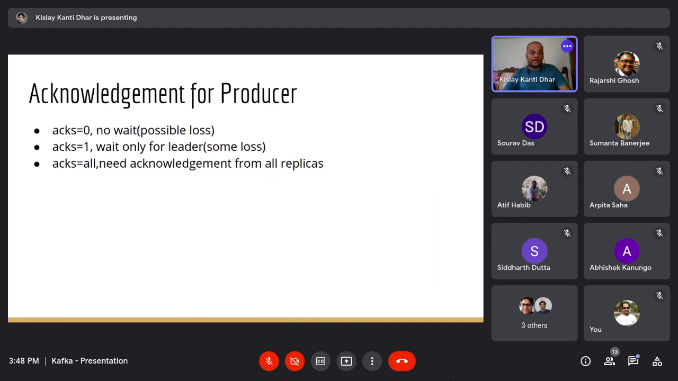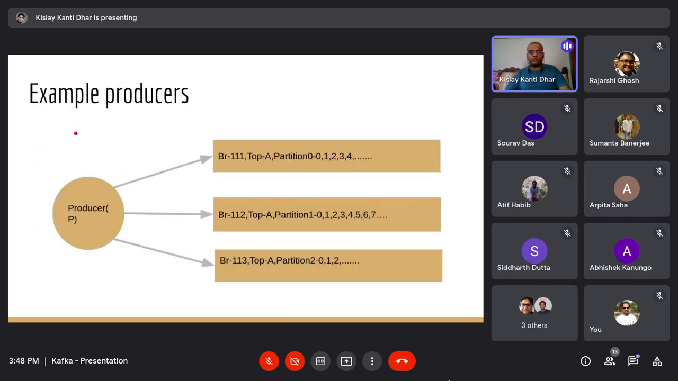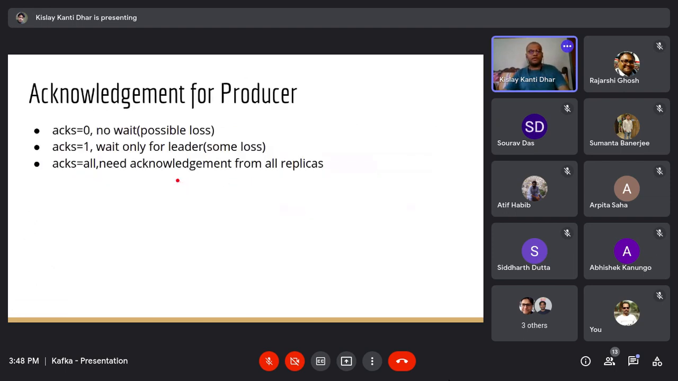But if x is equal to all, these are configuration settings. Okay, x is equal to all, then what will happen? We will be totally confirmed that apart from the leader, the other followers are also having our data, and if suppose it fails, it will try again.